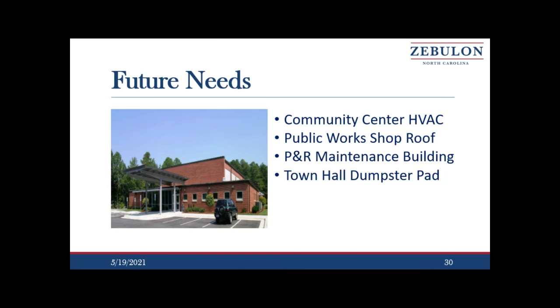Future needs that are coming in the coming years: the Community Center has 10 HVAC units. They were all put in in 2009. They're getting to be 13 years old, so we're hitting that useful life again. That is currently estimated at about $165,000. The Public Works shop roof has a coating warranty that expires next year. If we did some of the renovations mentioned on the earlier slide, that would take care of it, but if we broke it out and did it separately, the Public Works roof recoating would be approximately $35,000. The maintenance building at the Parks and Rec facility needs some coating work done on it. And then we'd also like to see ultimately a town hall dumpster pad.